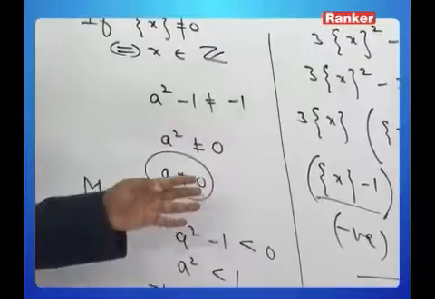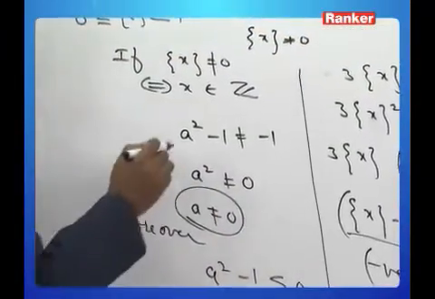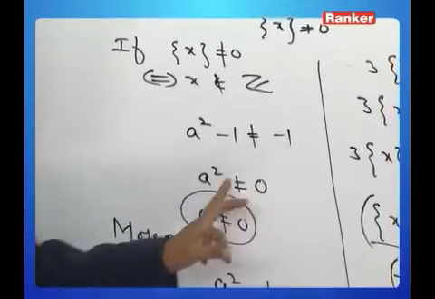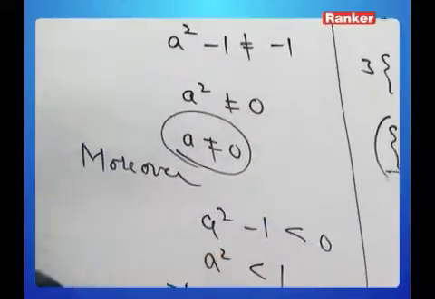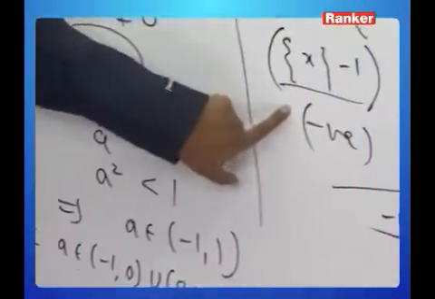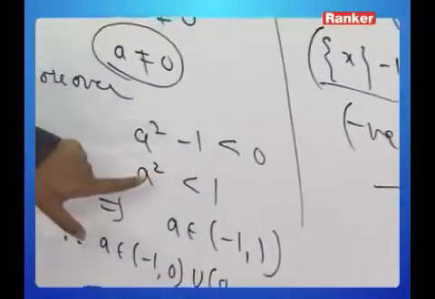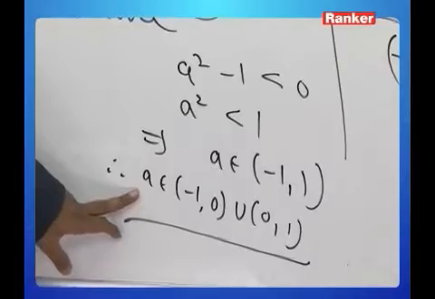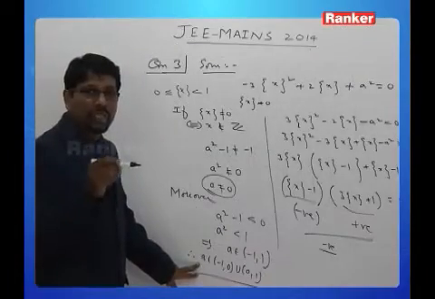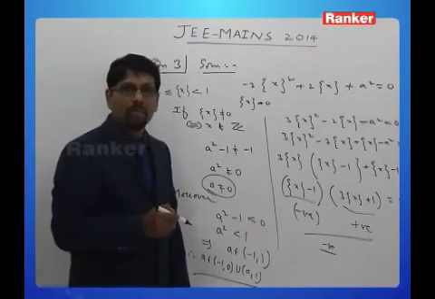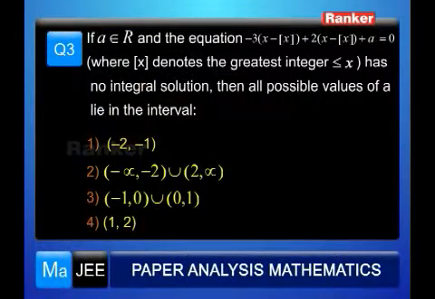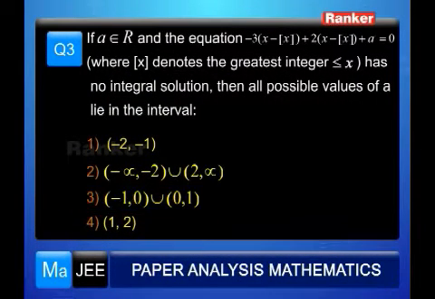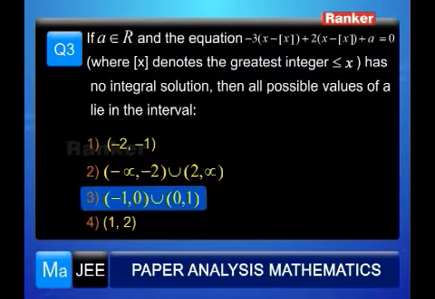I don't want the fraction part of x to be 0. So that means what? x should not be an integer. So a square minus 1 should not be minus 1, a square should not be 0, a should not be 0. But this is a negative quantity, therefore a square should lie between minus 1 and 1. Therefore a should belong to the interval minus 1 to 1 with an exception of a being equal to 0. So a belongs to (minus 1, 0) union (0, 1), and option 3 is the right answer.